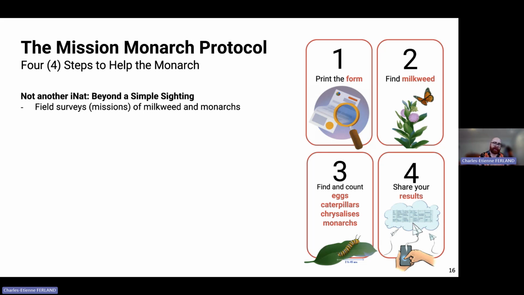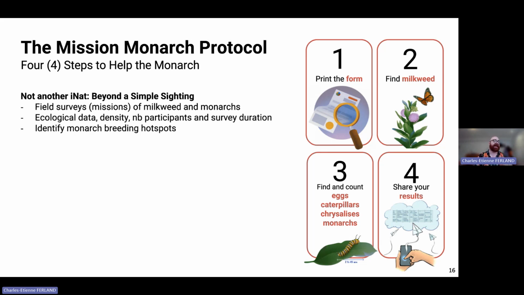So number of milkweed examined, number of monarchs found. So this has more of an ecological value because we get an idea of the density of the populations. We know how many participants conducted the survey and how long the survey was. So it gives us an idea of the effort that was made to document a certain habitat. And this is how we identify monarch breeding hotspots.